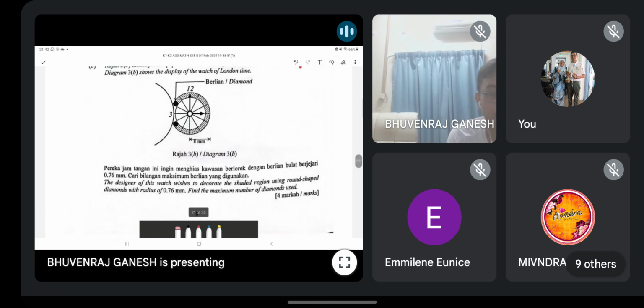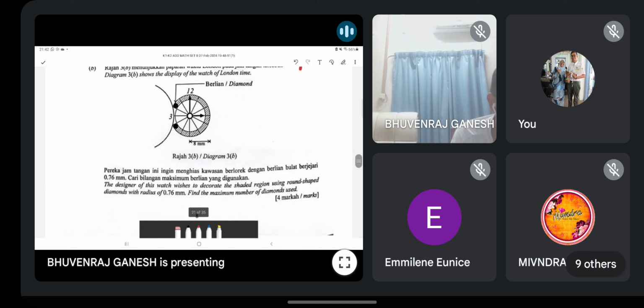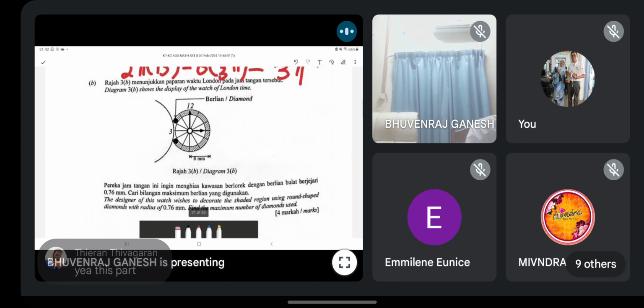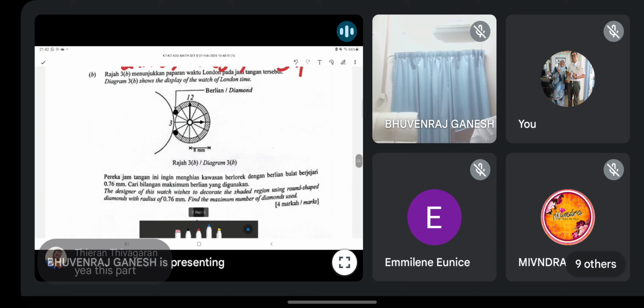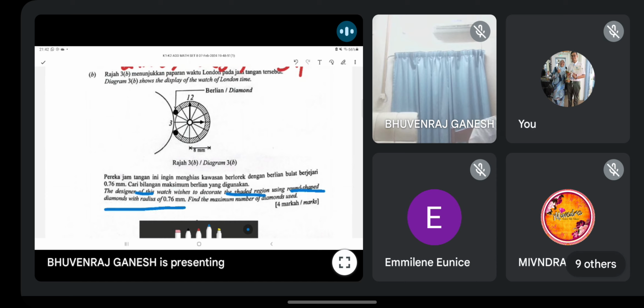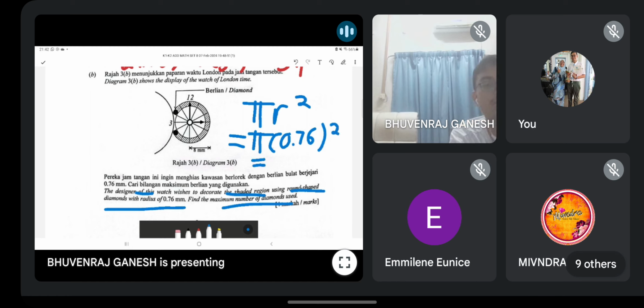I think this one is the harder one, part B. Part B looks a bit complex. So now this is for London time. They say the designer wants to decorate the shaded region using round-shaped diamonds with radius 0.76. So you must find the area for the diamond first. Pi r squared equals pi times 0.76 squared. This is the area for the diamond, 0.5776 pi.